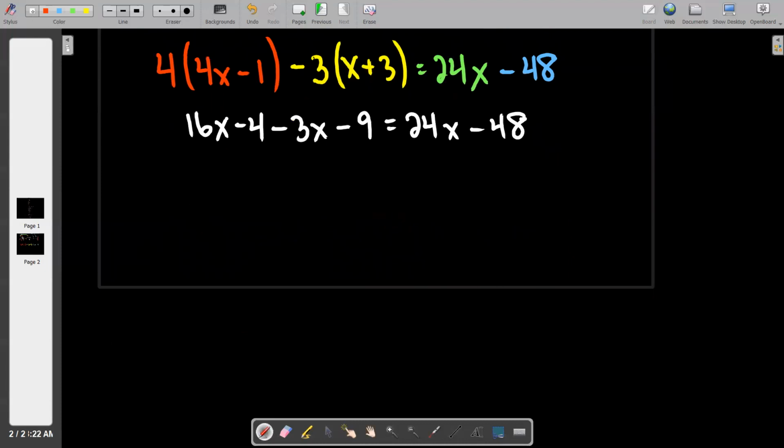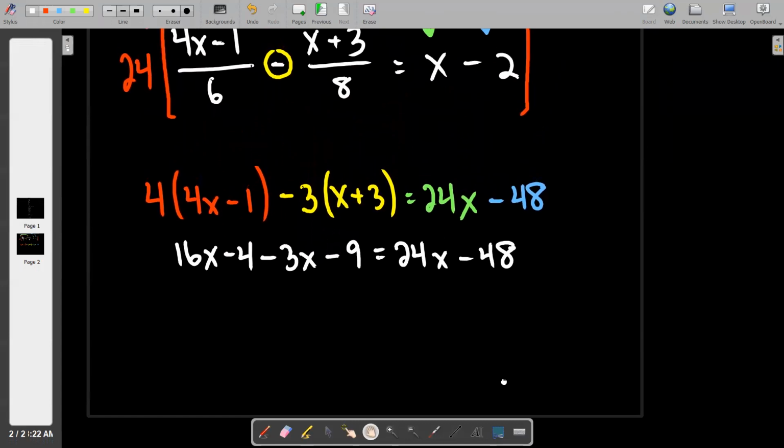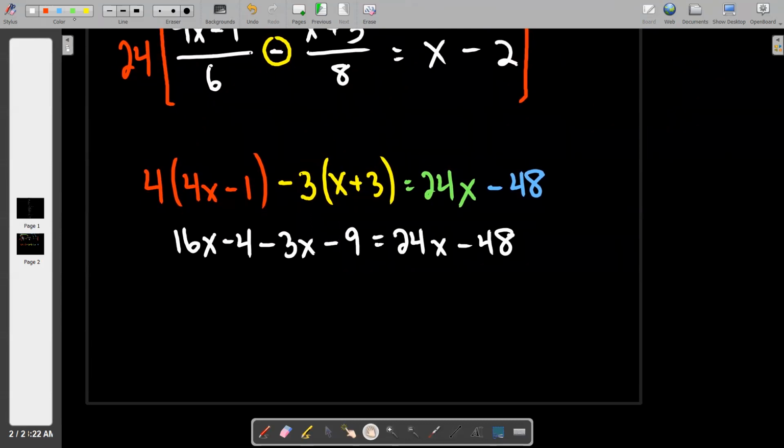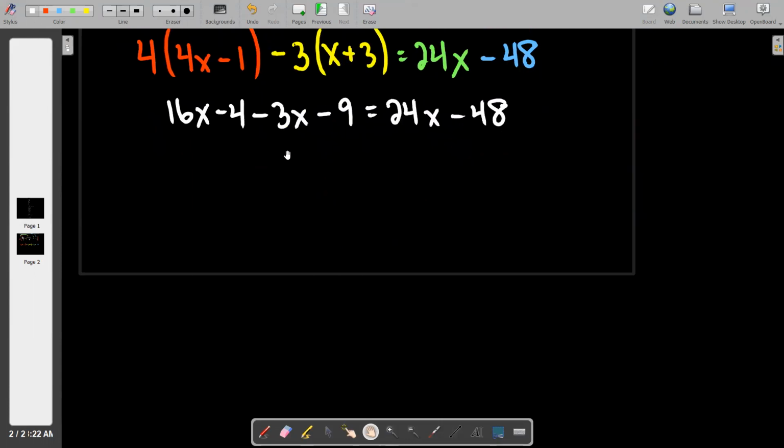And we're one step away from that spot where we look at it and go, that's a piece of cake. Let's combine all the junk on the left. What's 16x's minus 3x's? This is a positive 24. You okay? Okay. So when we combine, what is 16x minus 3x? And what's negative 4? Or you can call it a minus. I don't care. Minus 4, minus 9. What do you get?